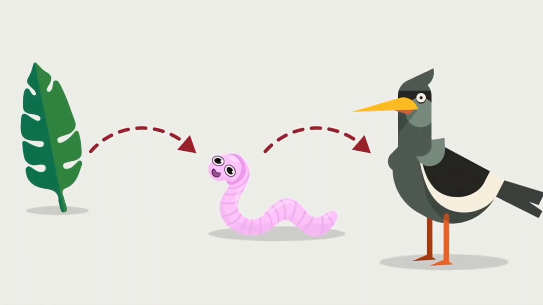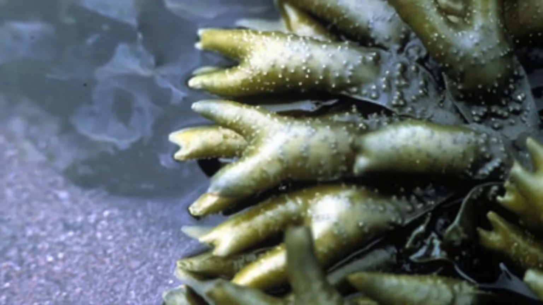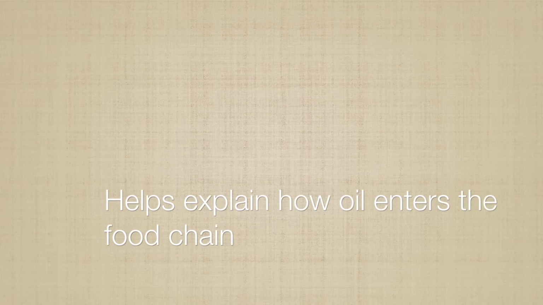The dominoes represent the food chain underwater. There are 3 dominoes with bird, fish, and algae stickers on them. They are arranged from producer to primary consumer, secondary consumer, and so on. It helps to explain how oil enters the food chain from beginning to end.